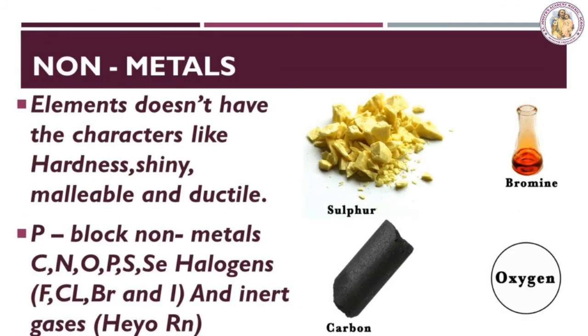Next is nonmetals. A nonmetal is an element that does not have the characteristics like hardness, shininess, malleability, sonority, and ductility. In other words, a nonmetal is an element that does not have the properties of metal. All nonmetals are arranged in the p block only. P block nonmetals: carbon, nitrogen, oxygen, phosphorus, sulfur, selenium, and the halogens fluorine, chlorine, bromine, and iodine.